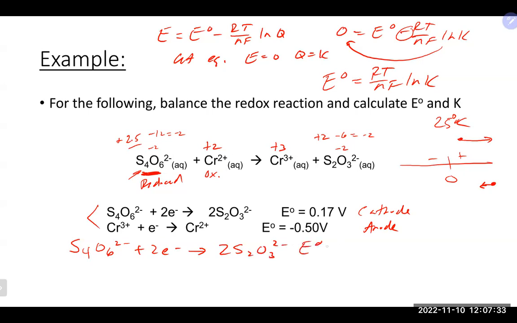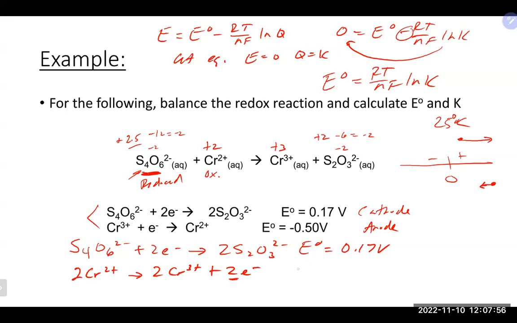Our E naught will be 0.17 volts. We will flip this second one. In addition to flipping the second one, I need to multiply it by 2. So 2 gives us 2 of these and 2 electrons. And that's really why I need to multiply it by 2, right? To get the electrons the same.